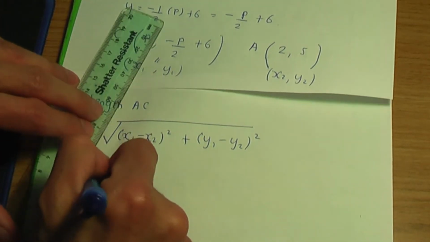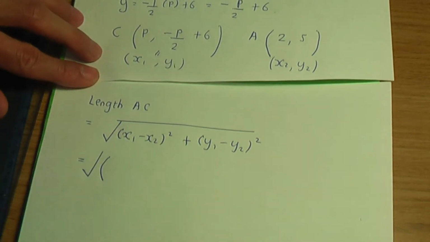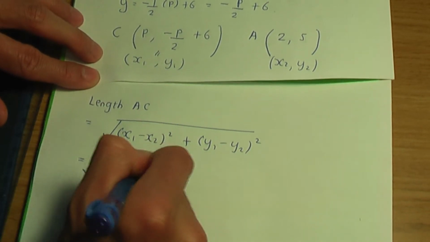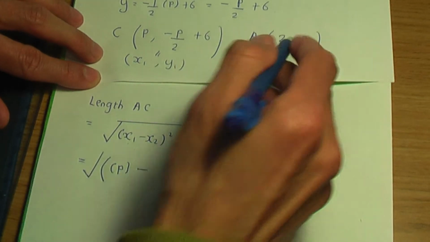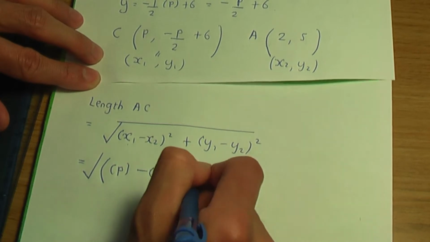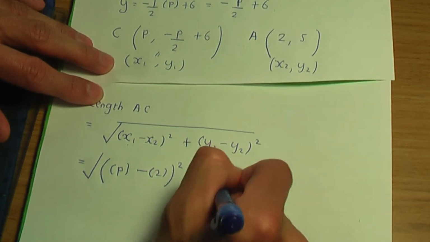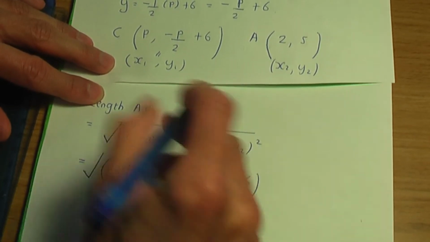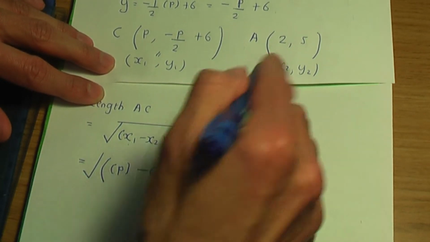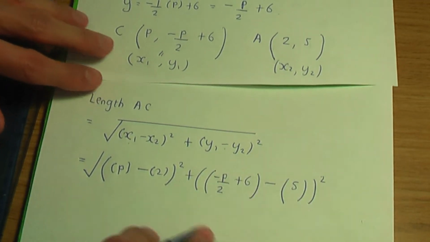And when I substitute the data, we'll have the square root of, so let's have a look. Let's open up a nice big bracket. x1 corresponds to P, minus x2 is 2, squared, plus, and y1 is minus P over 2, so minus P over 2 plus 6, so here's our y1, minus, so a minus, y2 is 5. Let's close that bracket and square.